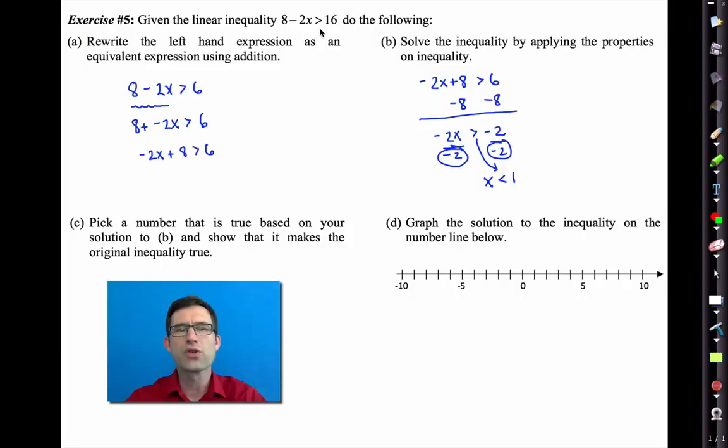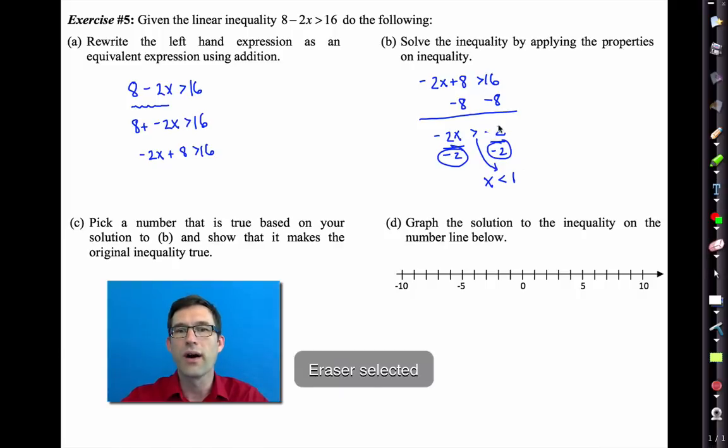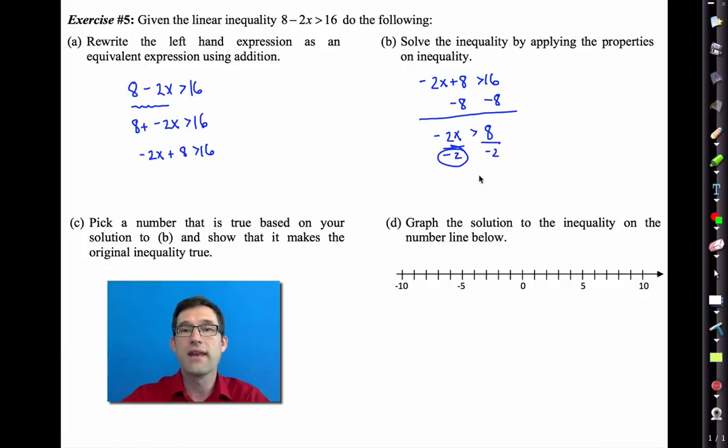So I looked back at the original problem, and I realized that I had made a mistake. So let's correct that mistake. Let's put a 1 in here, and a 1 in here, and a 1 in here to make that 16. Sorry about that. Now I need some eraser going on here. Whoops, I think my eraser is way too small. Much better. Great. So now we have 16 minus 8. And now we will have x is less than negative 4. Okay, there we go. Back up to speed.